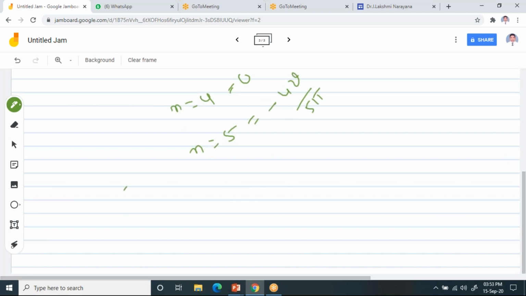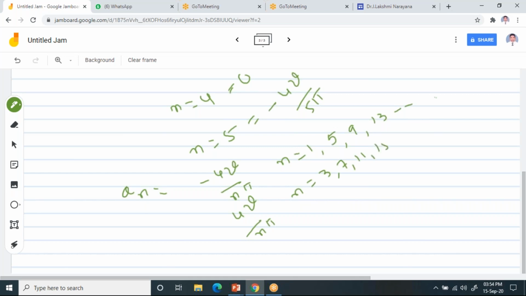You are going to have an equal to minus 4v by n pi when n equal to 1, 5, 9, 13, so on like this, and it is 4v by n pi when n equal to 3, 7, 11, 15, so on like this, and it is 0 when n equal to 2, 4, 6, 8, so on like this. This is the condition for an.